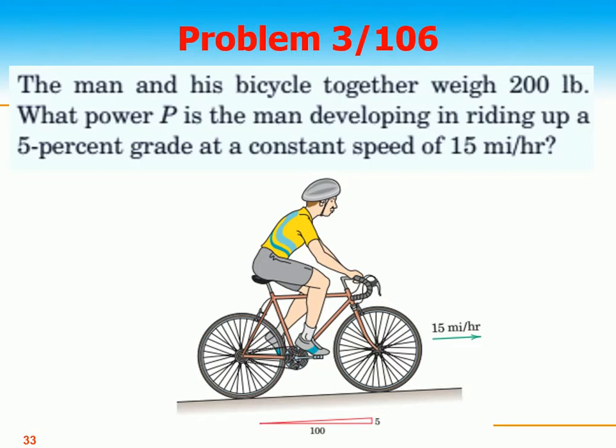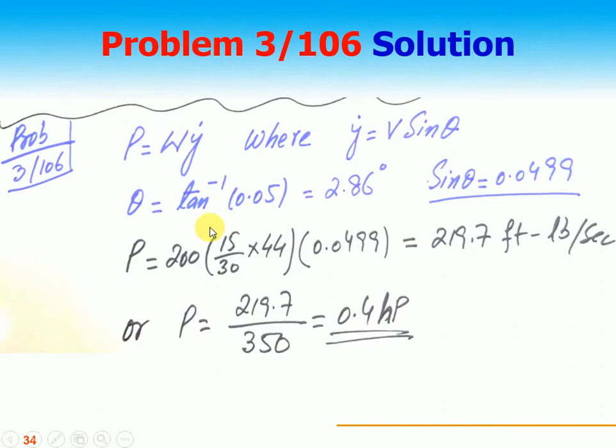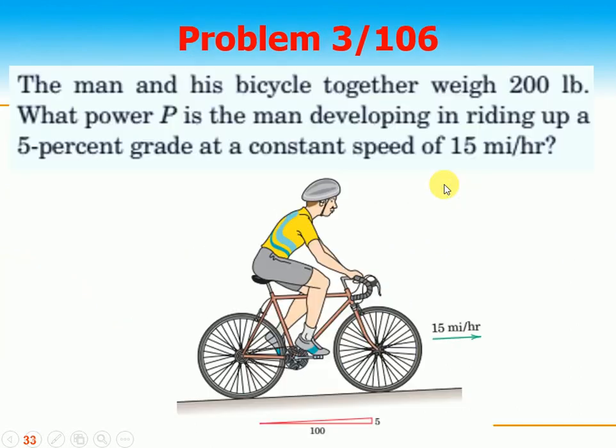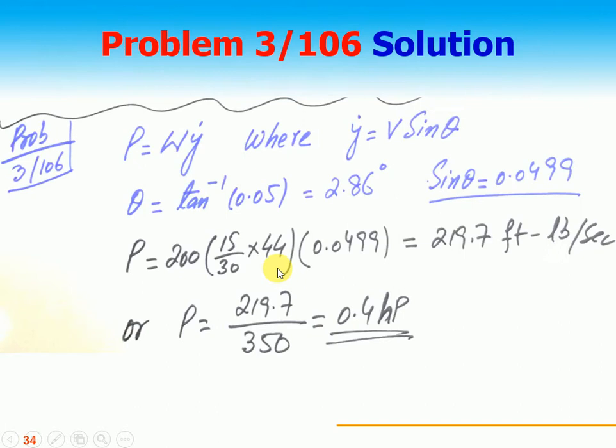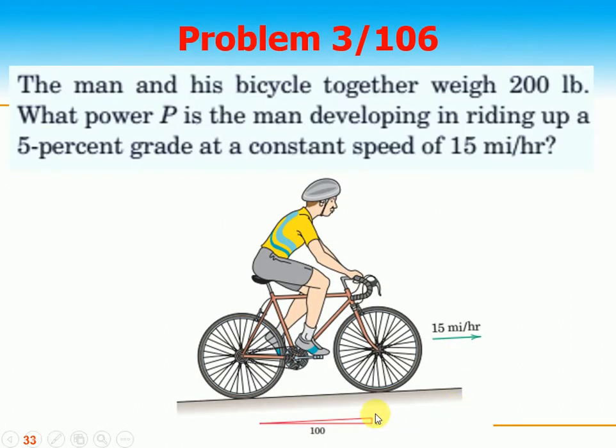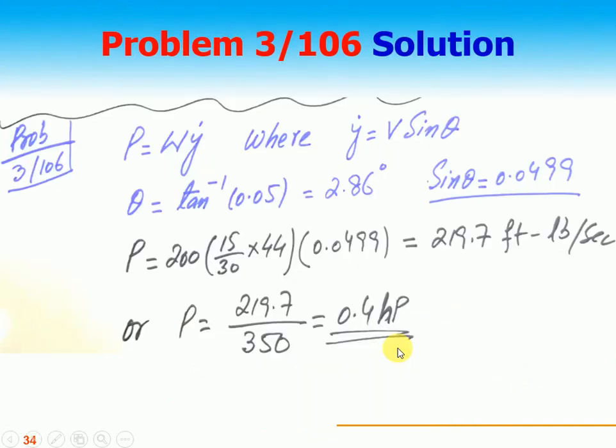I need to find what power is being developed. Power is basically work done multiplied with the velocity, y dot. Of course there is a very small incline. The slope is given as 5 in 100. So we will take y dot, which is v sine of theta, the velocity in the vertical direction. So it is 5 by 100 here.